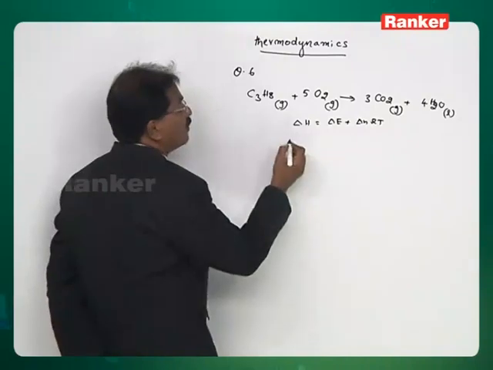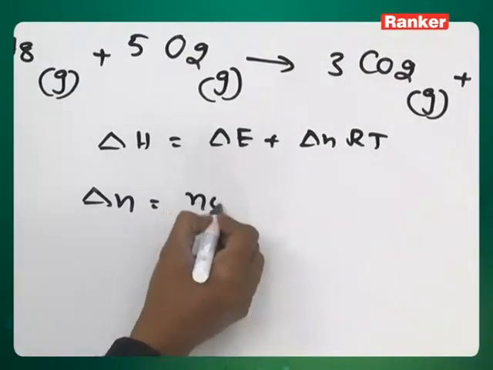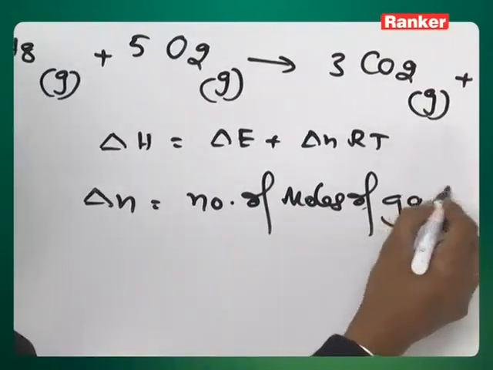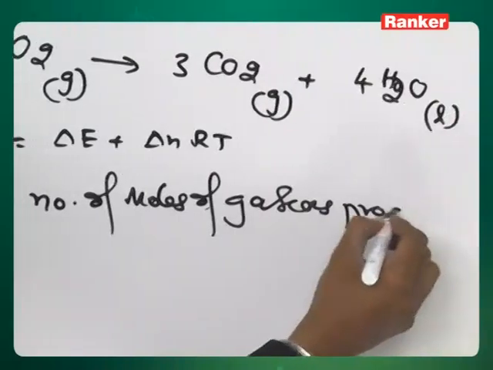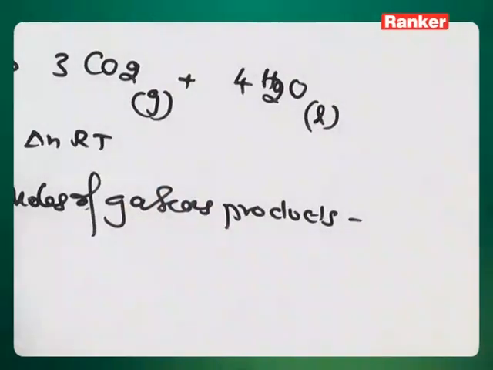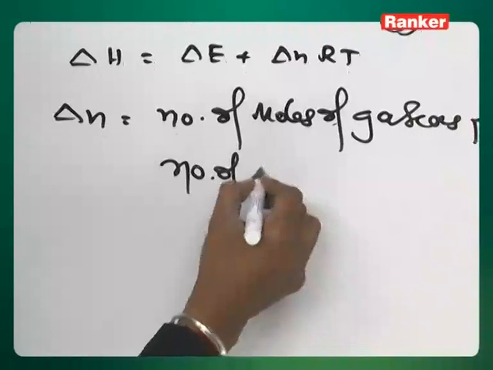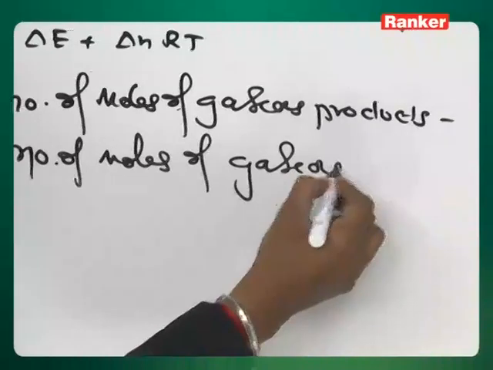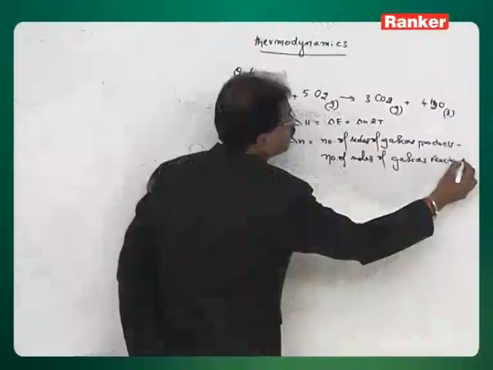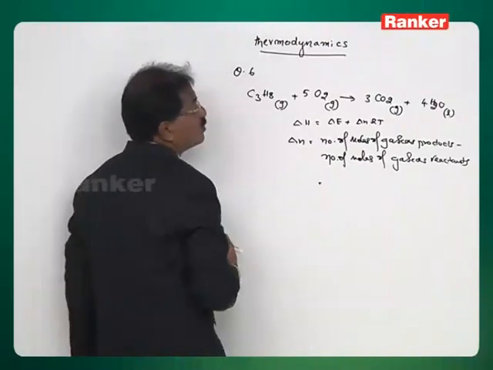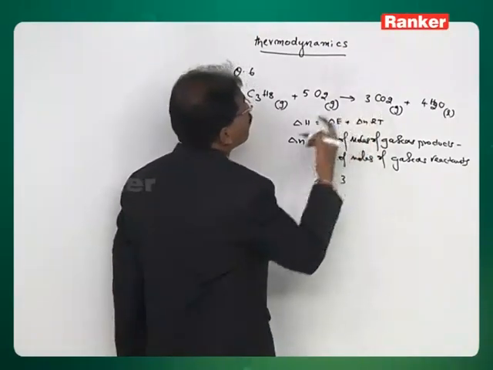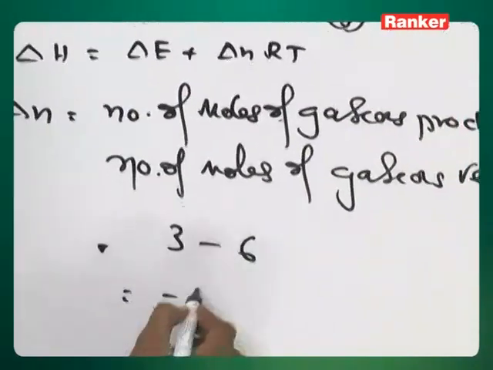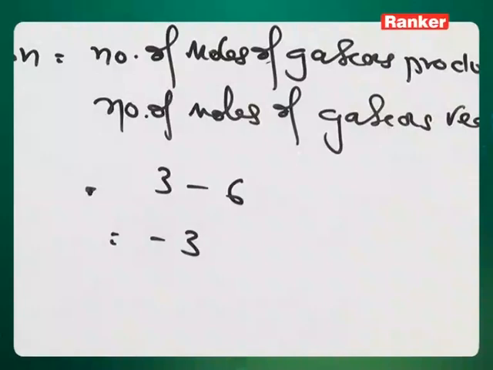First, calculate del n. Del n means number of moles of gaseous products minus number of moles of gaseous reactants. Total moles of the gaseous products is 3. Total moles of the gaseous reactants is 5 plus 1, that is 6. Therefore, 3 minus 6, del n is equal to minus 3.